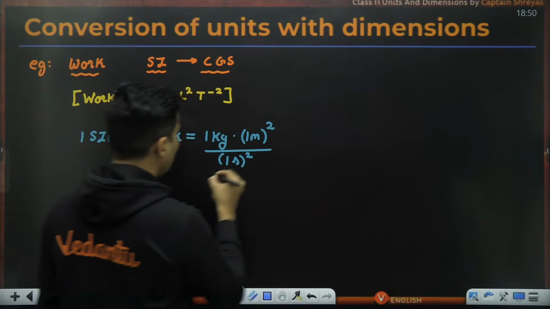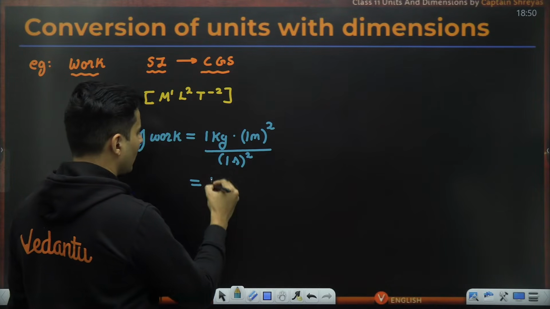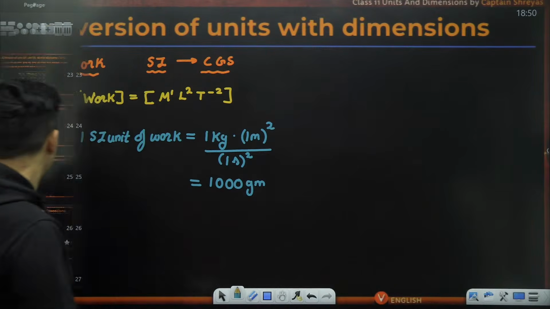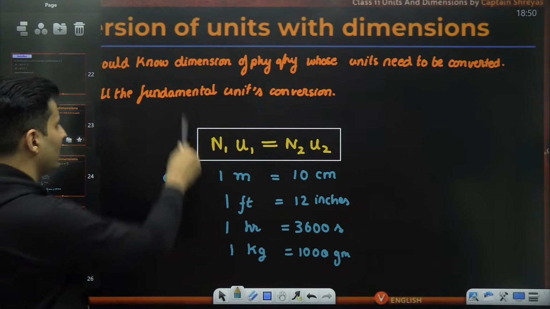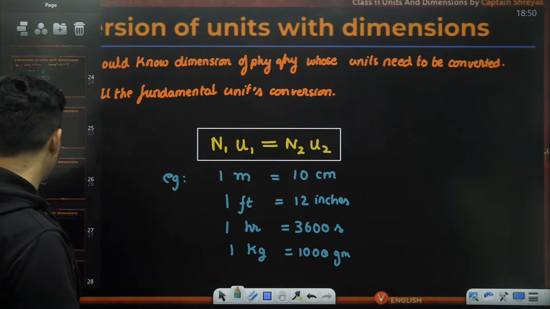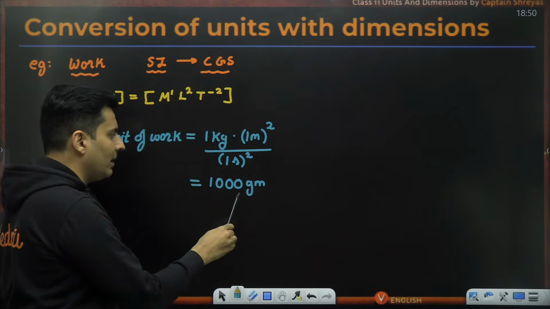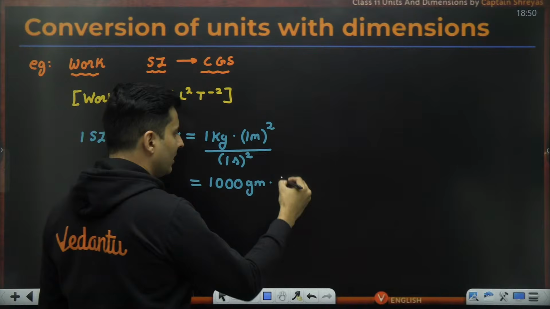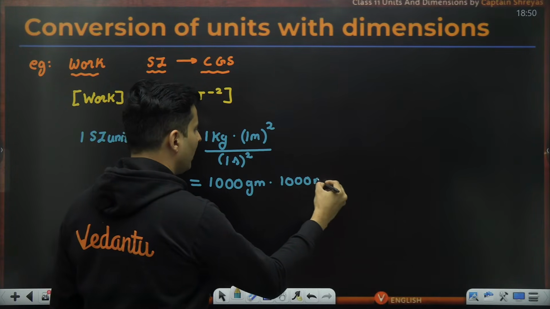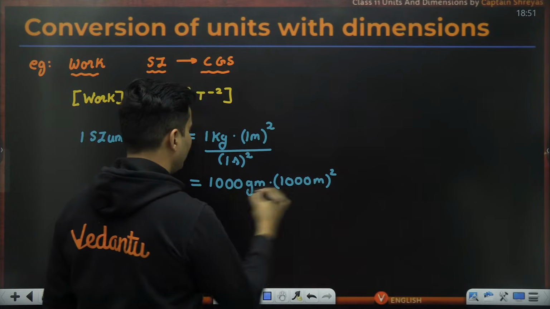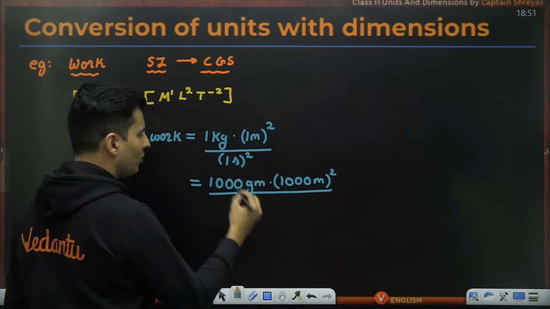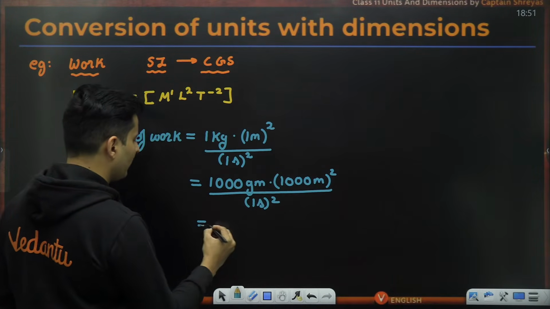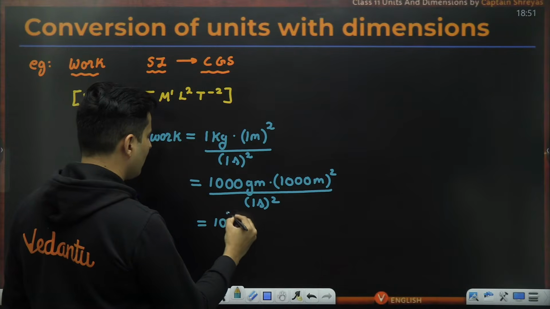But don't stop there. How much is a kilogram? It is nothing but 1000 grams. That's what I was telling you. You should know the fundamental unit conversions. So kilogram converted into grams, which is CGS. 1 meter is basically 1000 meters, but square it. The whole thing divided by 1 second, which will remain 1 second even in CGS.